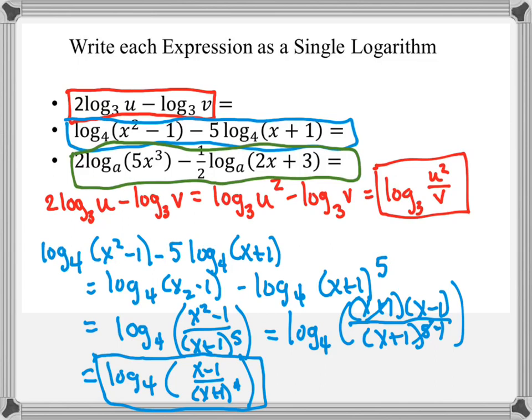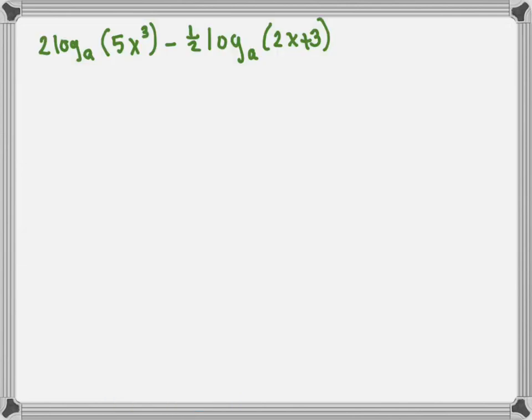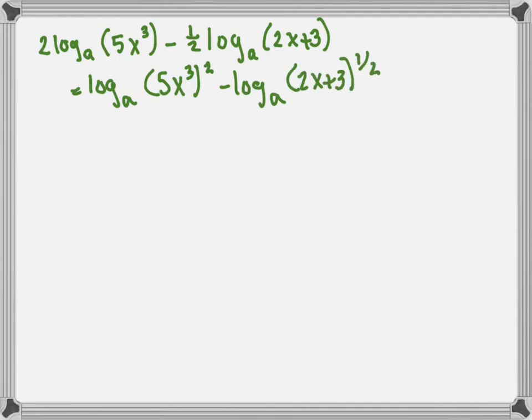We will look at the last one in green on the next slide. So we have 2 times log base a of 5x cubed minus 1/2 log base a of 2x plus 3. So let's move the 2 and the 1/2 so that they become exponents on the arguments. So log base a of 5x cubed squared minus log base a of 2x plus 3 raised to the 1/2 power. Now I'll combine the expressions into a single logarithm. Log base a of 5x cubed squared over 2x plus 3 raised to the 1/2 power.